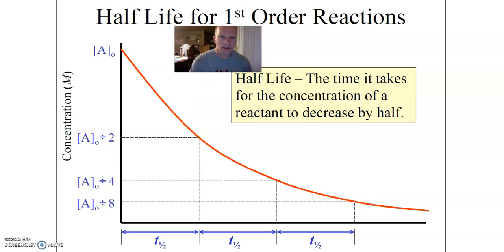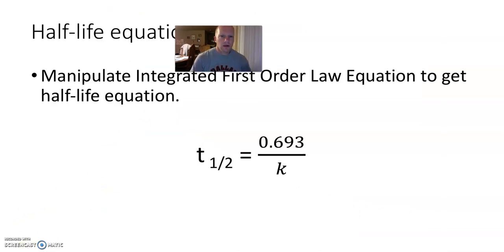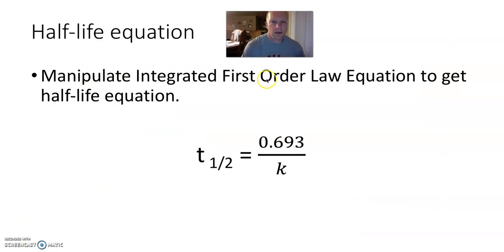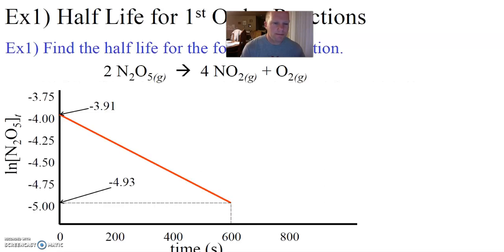Now there's some equations we can use to do this. If we manipulate the integrated first order law equation to get the half-life equation, we get this right here. My half-life is equal to 0.693 divided by the rate constant. That makes things kind of easy, so we can figure out using our rate constant what the half-life of something is. Let's take a look at an example of that.